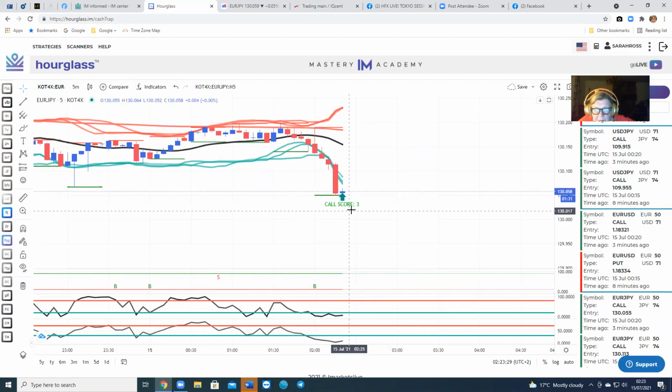And it's dropped such a lot. So we want to be patient. So we've got our red moving average here. It's surfed right down the Bollinger Bands since market open there.